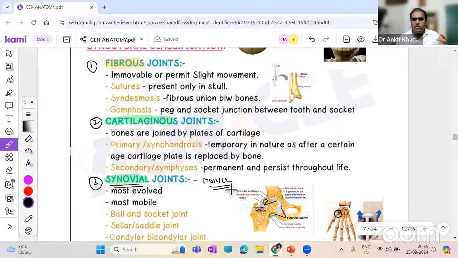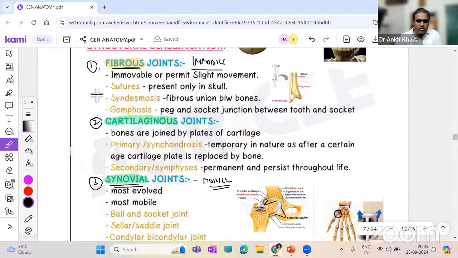So the majority of the joints in the body are mobile. Then after this, we have two other joints, fibrous and cartilaginous. Fibrous joints are actually immobile. They don't move at all. Like you'll see the face turning here and there, but you won't see the parts of the skull moving separately from each other. So the sutures in the skull bone are a variety of fibrous joint.